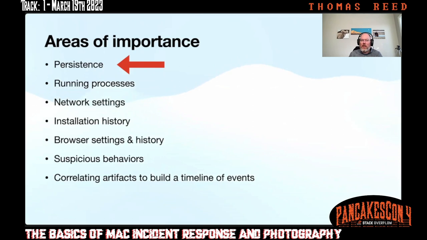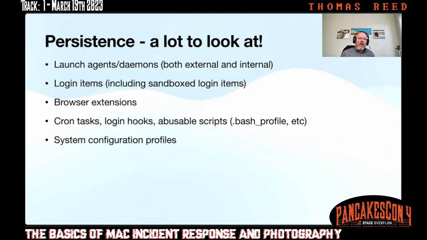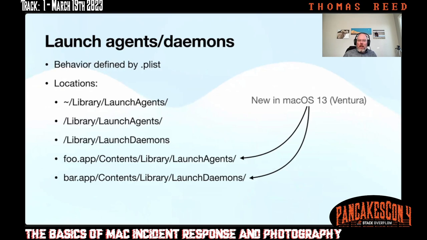There is a lot to look at when it comes to persistence on macOS. Some of the most common are launch agents and daemons. We'll talk about what exactly those are in a few minutes. Also, login items, and there are a couple different types of login items. Browser extensions are also very commonly used, particularly by adware, more so than the more malicious kind of stuff. And then there are some other things that are a little less frequently used, like cron tasks and login hooks and a number of abusable scripts. Those have been used, but they're fairly rare these days. And then finally, system configuration profiles. We'll talk a little bit more about those as well. Those are typically used more by adware because they can do certain things that the adware folks find very useful. So we'll start out with the launch agents and daemons.